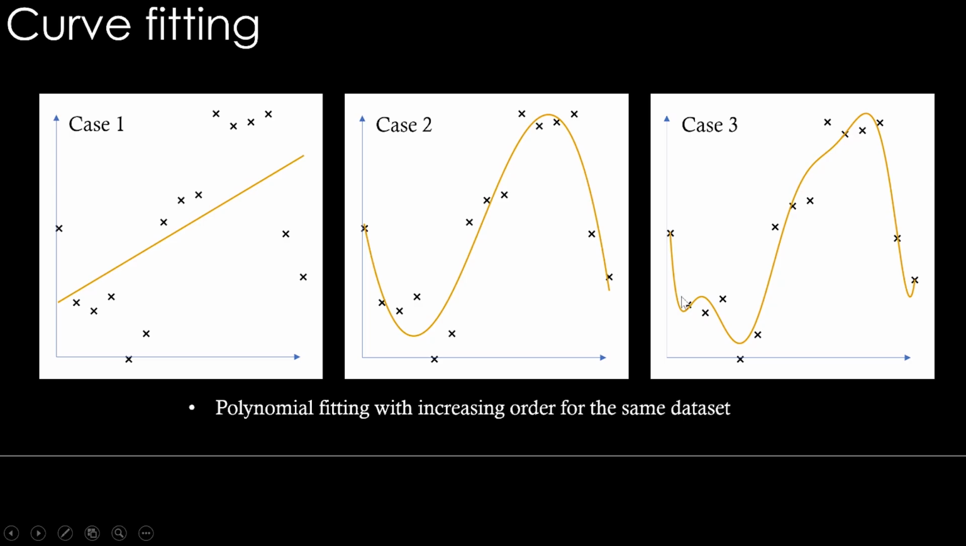Depending on the choice of the line, you can get a better and better fit. You can see case 3 seems to be fitting much better, but the relationship between y and x seems to be very complex. In case 1, it is very simple, a straight line relationship, something like y equals mx plus c. This is the dependency of y on x, and this seems to be very simple, but obviously you can see the error here is quite significant. From each data point the fitted curve is quite far. So this is polynomial fitting with increasing order for the same data set.